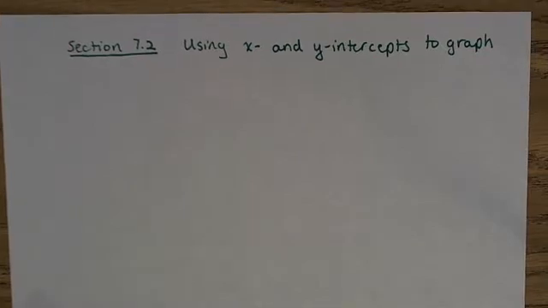Now yesterday we took a look at plotting points in order to graph a particular line. So today we're going to actually take a look at using some very specific points. Instead of just selecting random points, we're going to find x and y intercepts, which are two very specific and often important points that we will want to know on any graph.